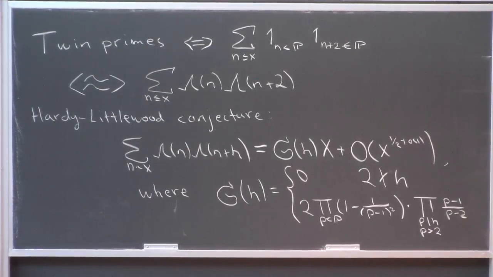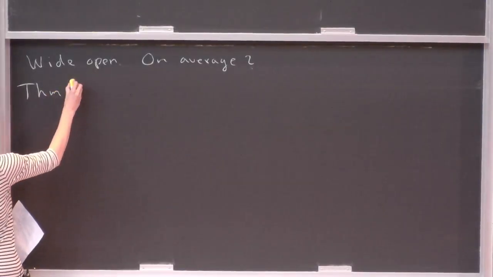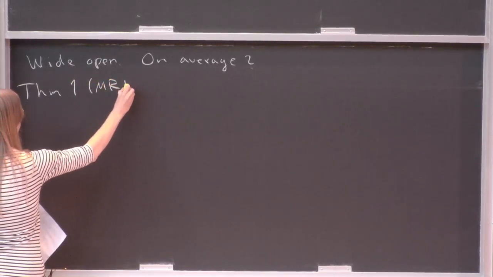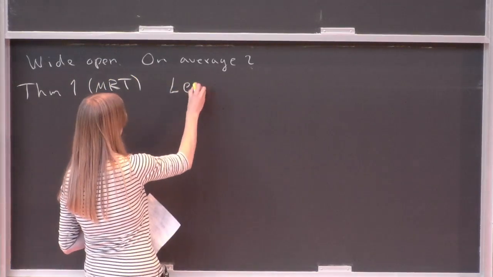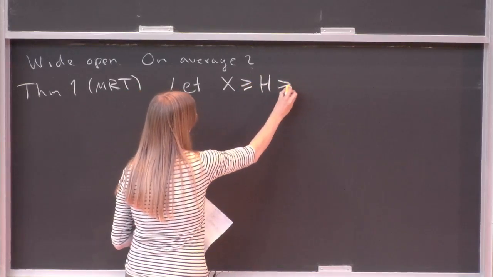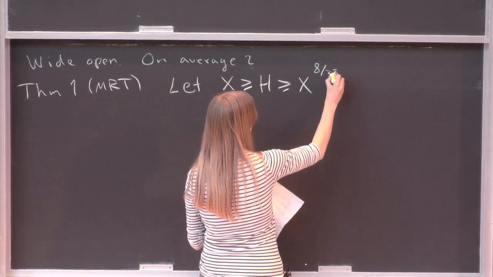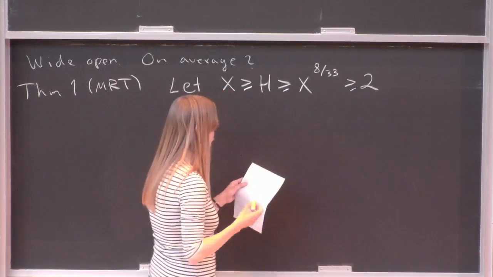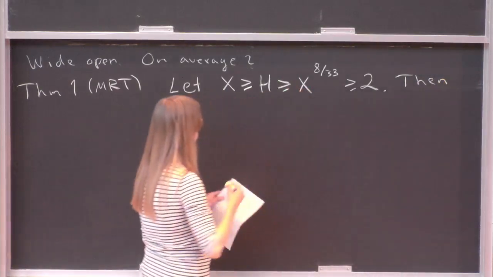So we have shown it for almost all h, but for the von Mangoldt function, the question becomes much more difficult. Let me state the theorem so we can see what we can do in this case. It's myself, Radziwill and Tao, and we show that if we take x, then h, and h at least x^(8/33), say, then we can do this for almost all h up to this capital H.